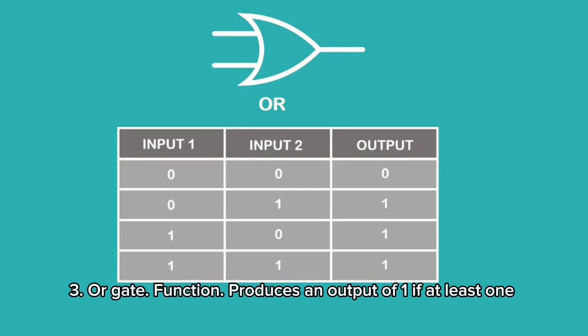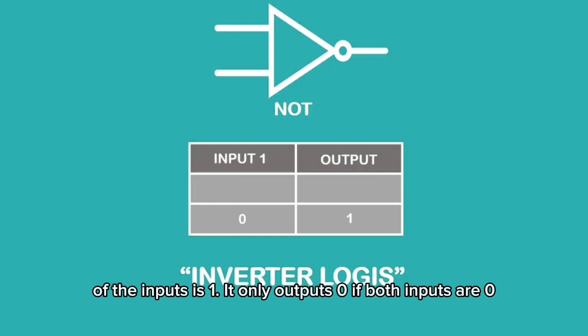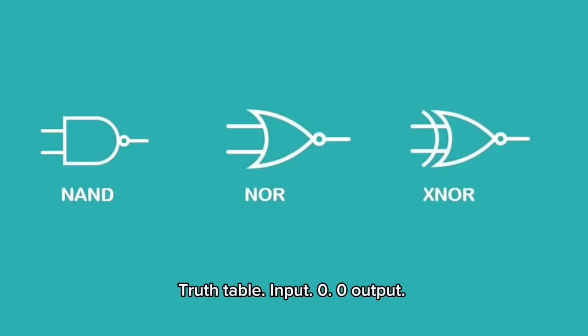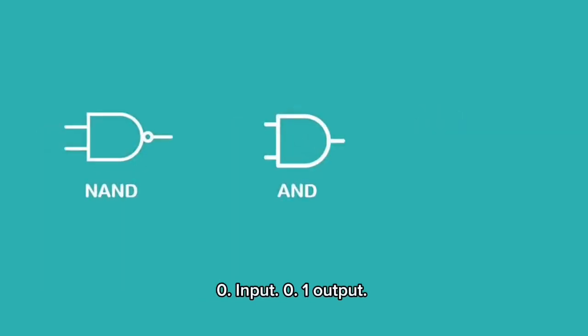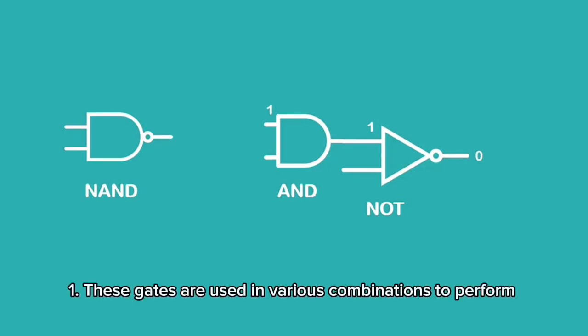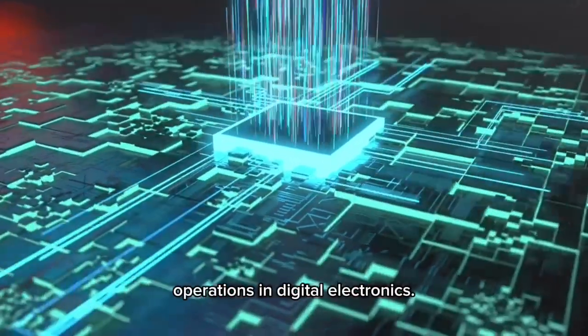3. OR gate function produces an output of 1 if at least one of the inputs is 1. It only outputs 0 if both inputs are 0. Symbol. A curved shape that narrows to a point on the right. Truth table. Input 0 0 output 0, input 0 1 output 1, input 1 0 output 1, input 1 1 output 1. These gates are used in various combinations to perform complex logical operations in digital electronics.